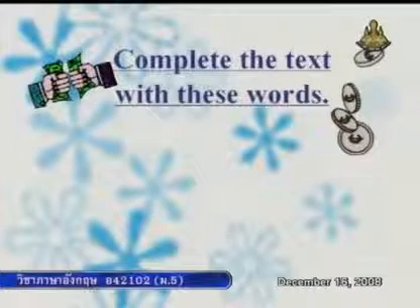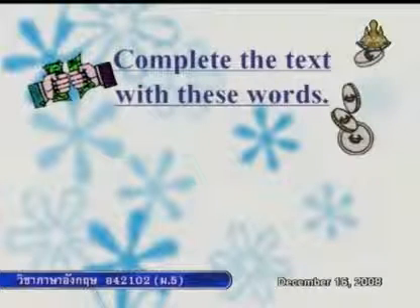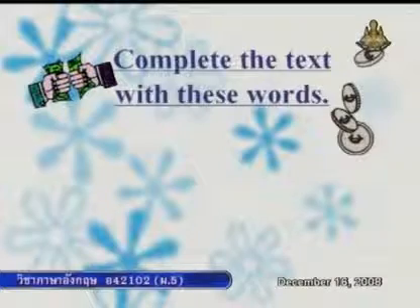Complete the text with this word. So could you please open your book, page 78. Open your book, page 78. You open it, right? And look at this passage.